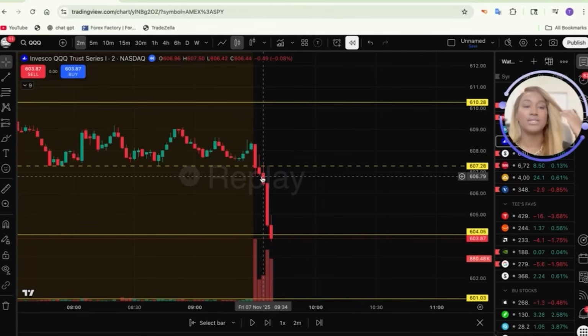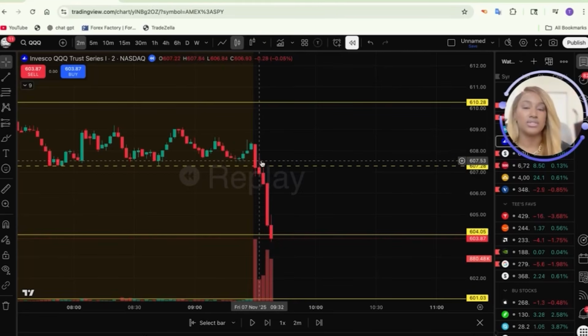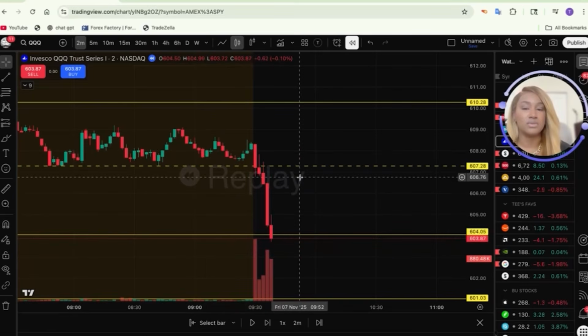You should always know where you're going to get out if price goes against you. So since I use this as my candle to get in, I just use the end of that candle as my way to get out. And with that push to the downside, y'all, we got a beautiful move. Like I said, 50% on this trade.